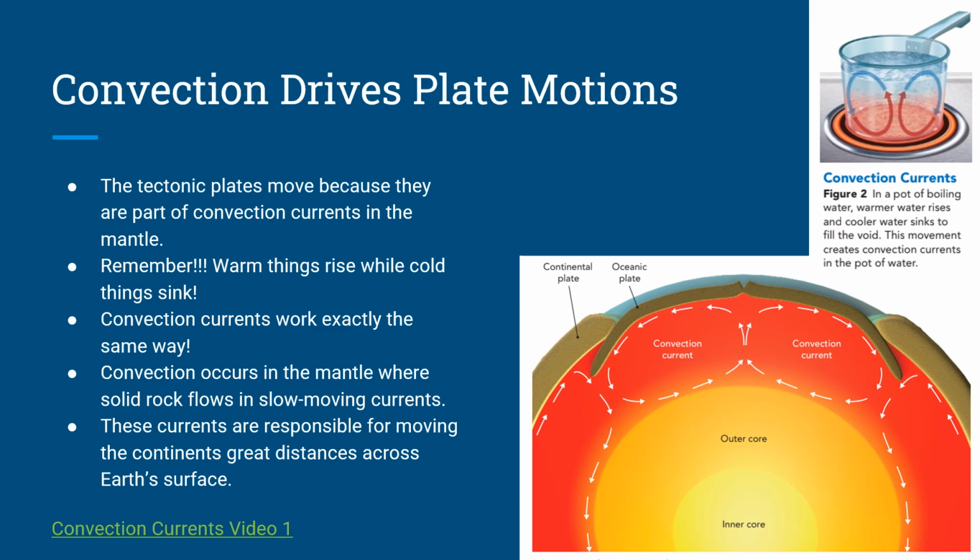All right, convection drives plate motions. So the tectonic plates move because they are part of convection currents in the mantle. Remember that warm things rise while cold things sink. Convection currents work exactly the same way. Convection occurs in the mantle, where solid rock flows in slow-moving currents. These currents are responsible for moving the continents great distances across Earth's surface.